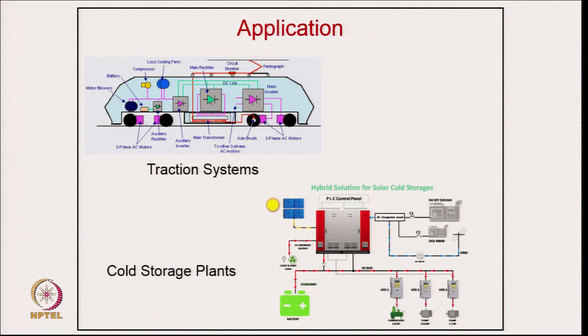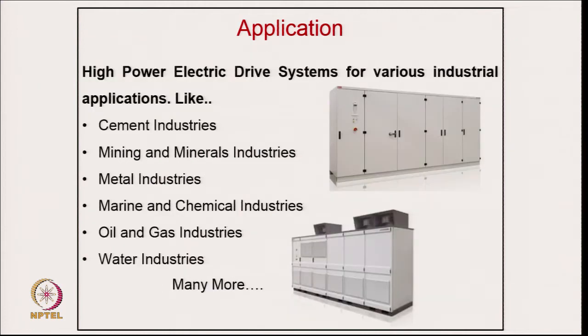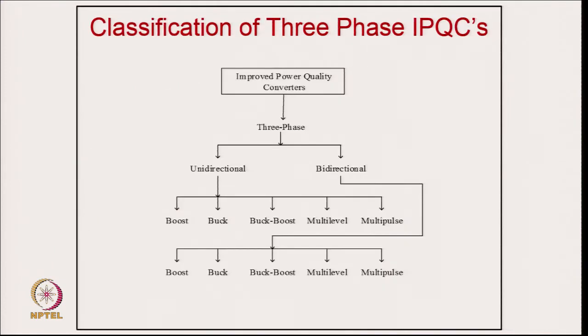And then cold storage plant, you are using a large number of variable speed drives as well as DC sets, typically in cold storage as well as energy storage, so that you should not have a power quality problem on the AC grid. So, you are selecting the right converter, an improved power quality converter, for these applications. High power electric drive systems for various applications use medium voltage drives with power quality improvement, like in the cement industry, mining and minerals industry, metal industry, marine and chemical industry, oil and gas industry, and of course, the water industry and many more applications.